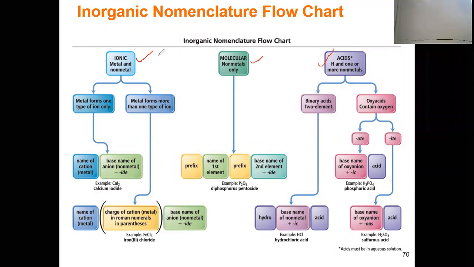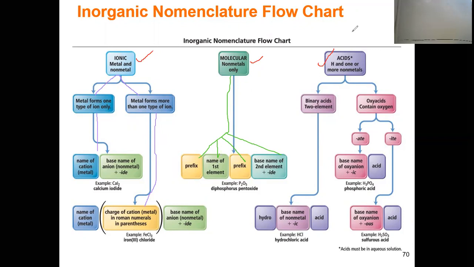If it's an ionic compound, well, is it group 1 or is it group 2? And do the charges change around? If it's group 1, you name it this way: the cation and the base name of the anion. If it's group 2, you have to remember to include the charge of the metal. If you're dealing with a molecular compound, you're simply going to do prefix, name of the first element, prefix, name of the second element.